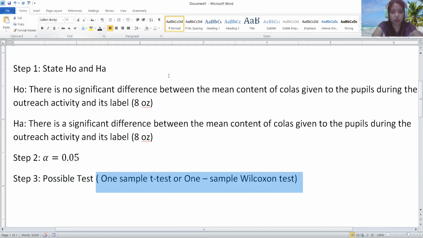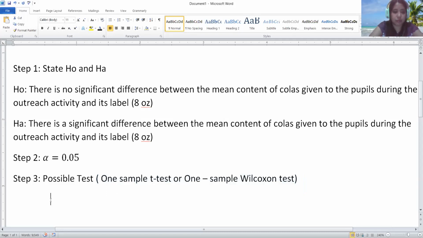Since we are comparing one sample mean, that is the sample mean content of colas, with the standard 8 ounces, which is the population mean, the possible test is the one sample t-test or the one sample Wilcoxon test. For us to determine the appropriate test for our data, we need to check for the normality of the data, or whether it satisfies the assumption for us to use the test. So let's conduct the preliminary assessment.